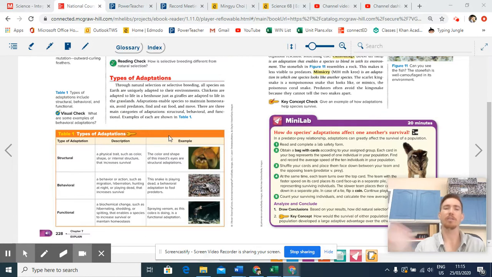No, but you guys know what behavior is. There's no different meaning here in science than there is normally. This is how they act. How do different animals act that help them to survive? The examples here: migration, hibernation, hunting at night, playing dead. Those are adaptations that different animals have learned in order to survive.